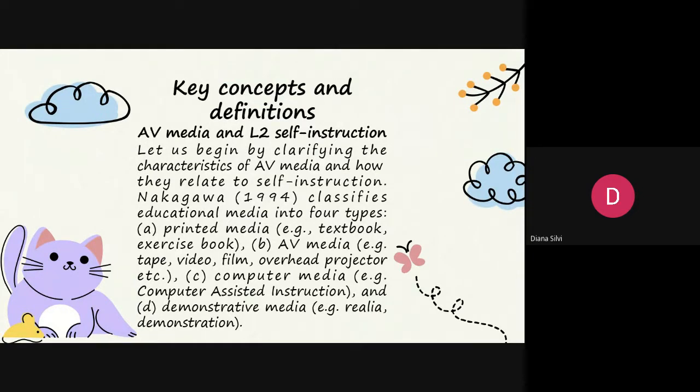Key concept and definition: AV media and L2 self-instruction. Let us begin by clarifying the characteristics of AV media and how they relate to self-instruction. Nakagawa, 1992, classifies educational media into four types. First, printed media, for example, textbook and exercise book. Next, AV media, for example, tape, video, film, overhead projector. Next is computer media, for example, computer-assisted instruction. And the last is demonstrative media, for example, Braille and demonstration.